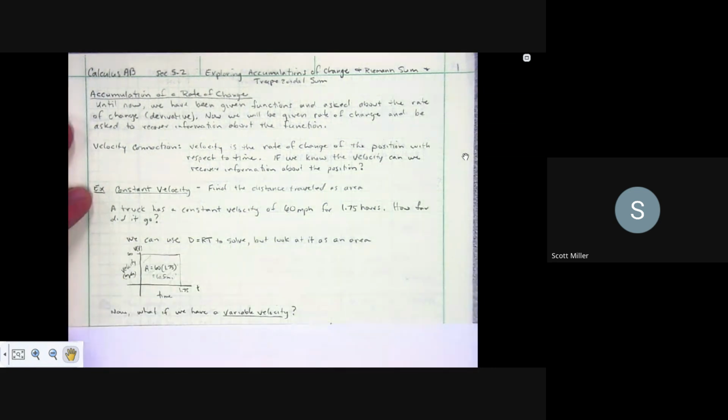See, that's what we're talking about. So how far did I travel? Well, take a look at it. If I look at this thing as an area, I can graph the velocity function, which is a constant 60 miles per hour. I'm going to travel that for 1.75 hours. And we know that the distance is equal to the rate times the time. So the distance I traveled is the rate, which is 60 miles per hour, for 1.75 hours, and that becomes the area under the velocity curve in that region.